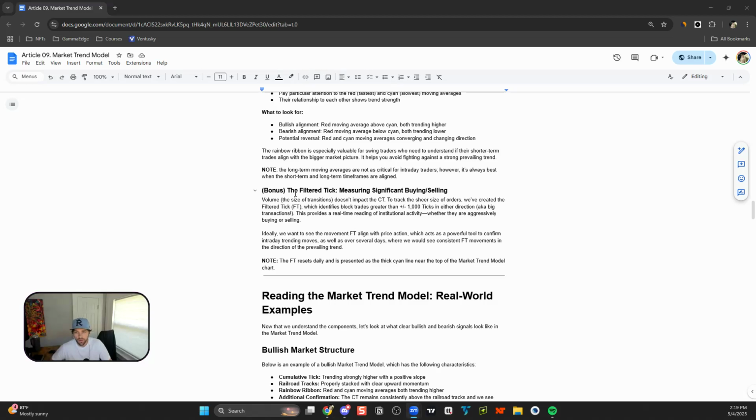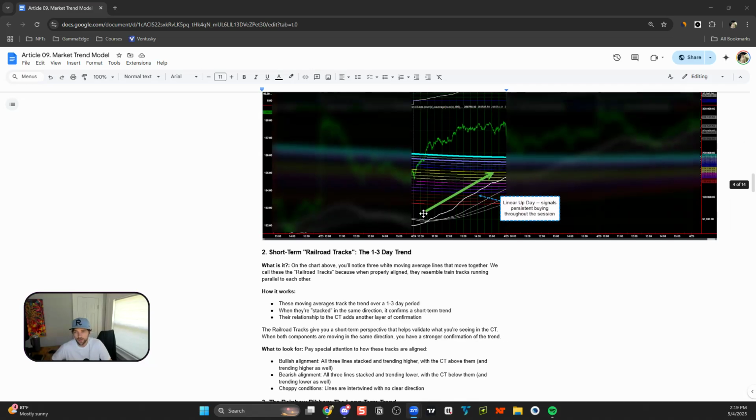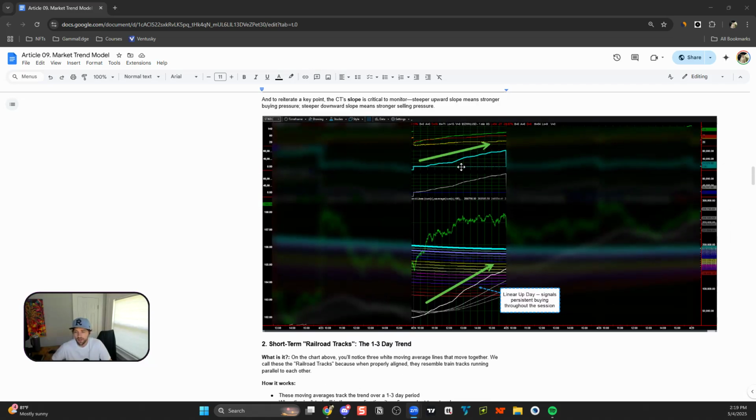And then as a bonus, we also have something that is called the filter tick, which is this cyan line right here. What this does is measure significant buying and selling in the market. Because remember that the tick index and the cumulative tick itself is volume agnostic. So where we start to see that is when we have significant buy ticks coming into the market. That is where this is going to start registering.